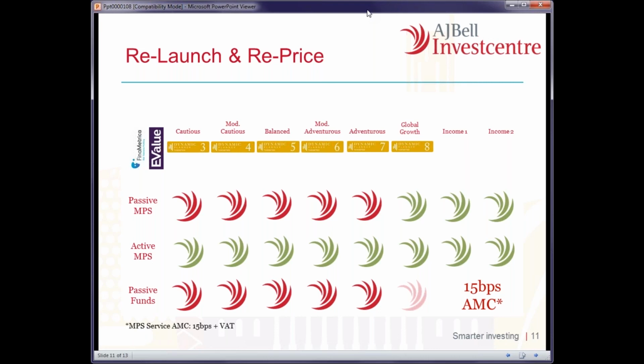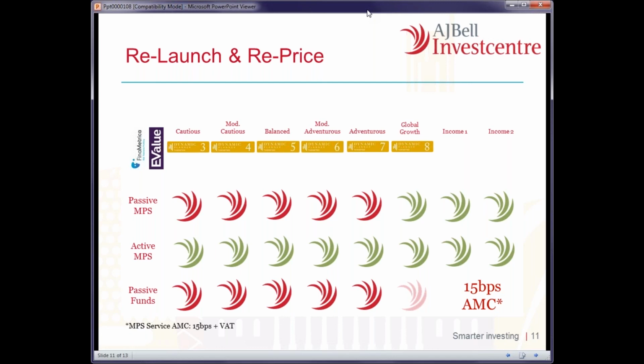We believe that it's possible to offer intelligent investment at a passive price. And so the fee that you pay to AJ Bell on every single one of these products is just 15 basis points. And that makes us the lowest cost MPS service in the marketplace. Of course, there's a little bit of VAT on our 15 basis points for MPS. But again, similarly in the passive funds, the fee to AJ Bell is just 15 basis points.